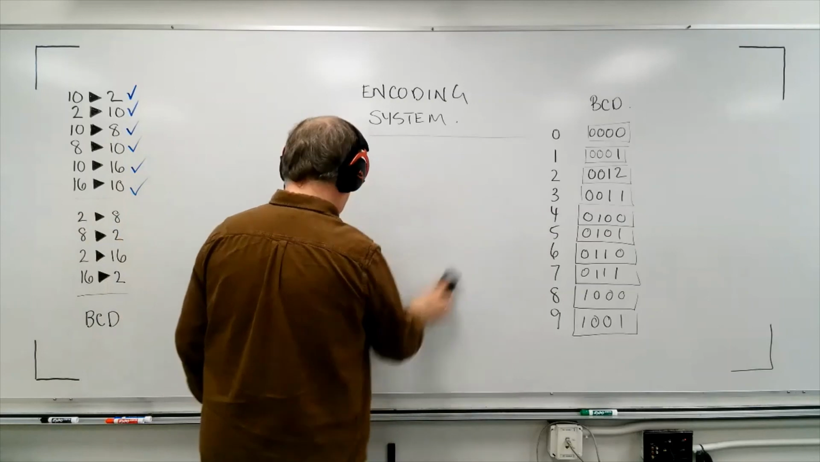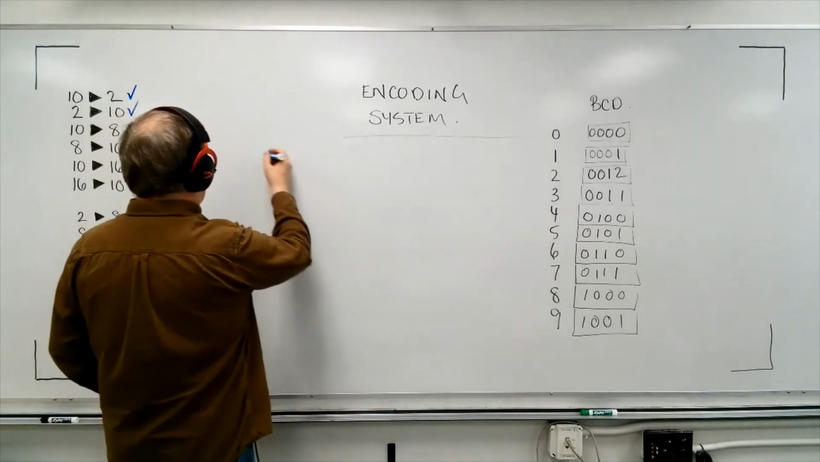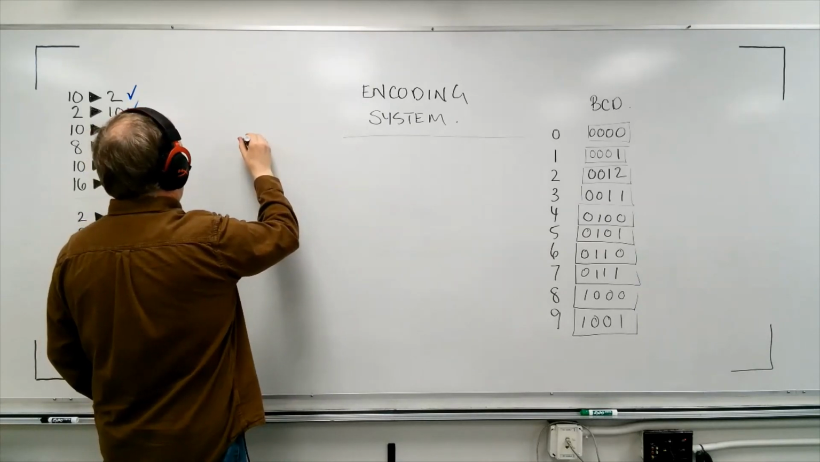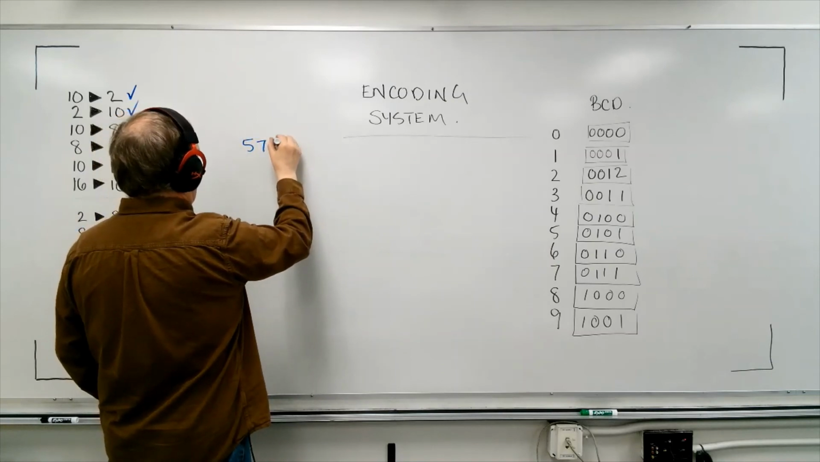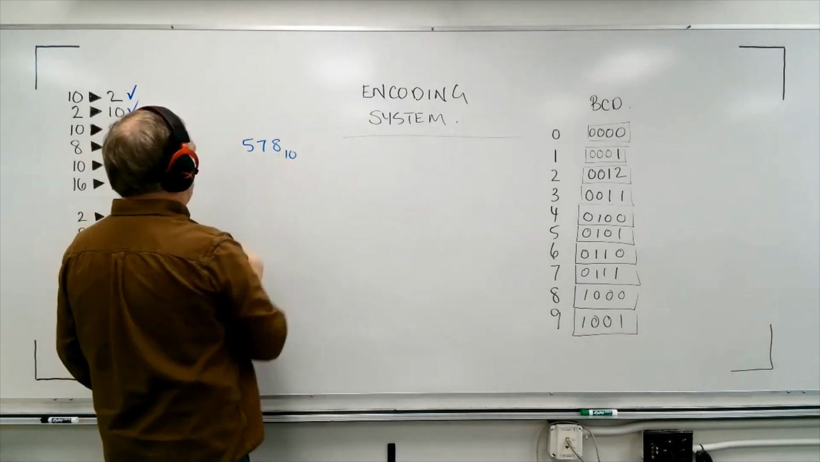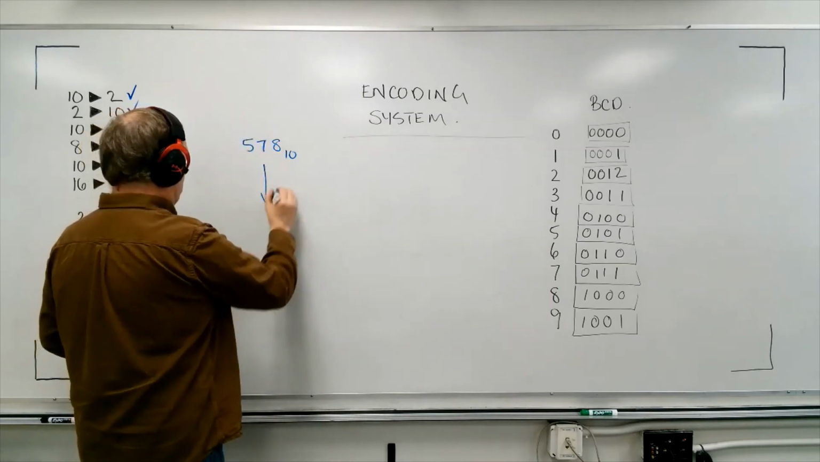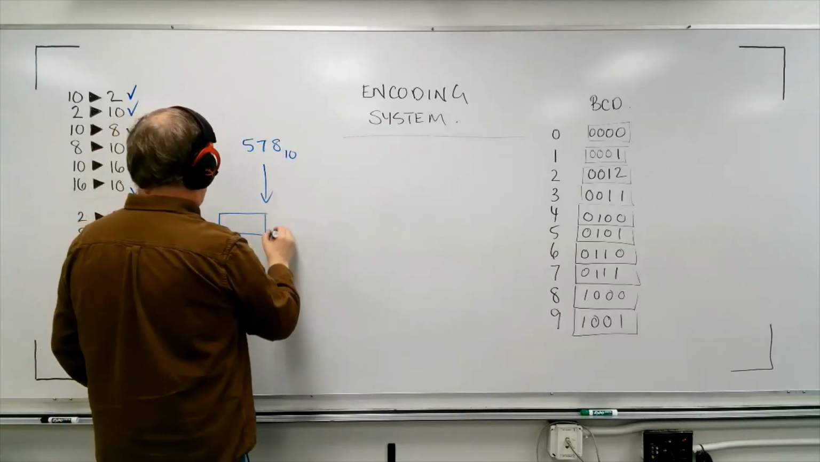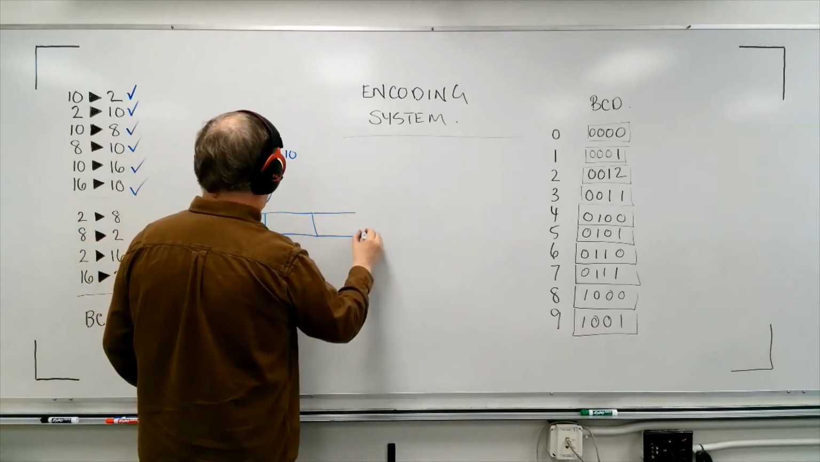I'm going to make a number that's not too big. Something like this. I'm going to use the base 10 number 578. Now, how would I take this number and show it to you in BCD? So here's what I want to do. I want to take this and put it into BCD. So I need a box, a piece of information, for each one of these digits.